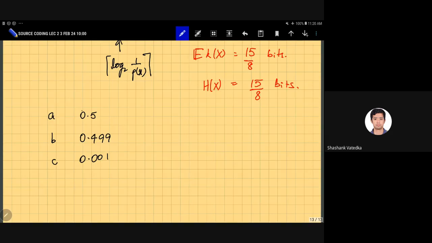Now, just by looking at these probabilities, can you tell me what are the corresponding code word lengths for this choice of P of A, P of B, and P of C? So if I wanted to design a Shannon code, then what would be the lengths?